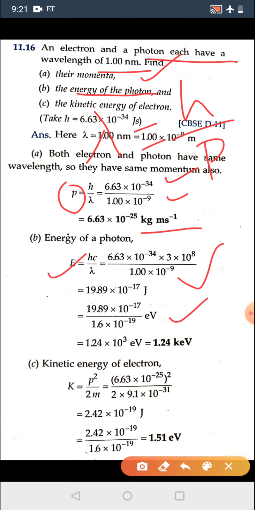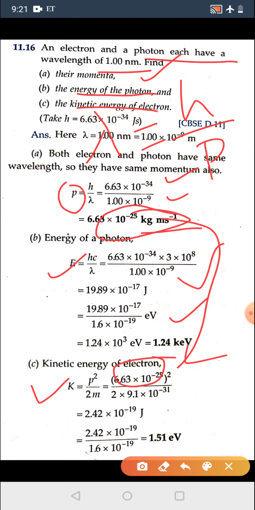But the third one is to find the kinetic energy of an electron. In the case of kinetic energy, we know that kinetic energy is p square by 2m, and we know the value of momentum which we have just found. By substituting it, and since we are given the mass of the electron, we can easily calculate the kinetic energy of the electron.